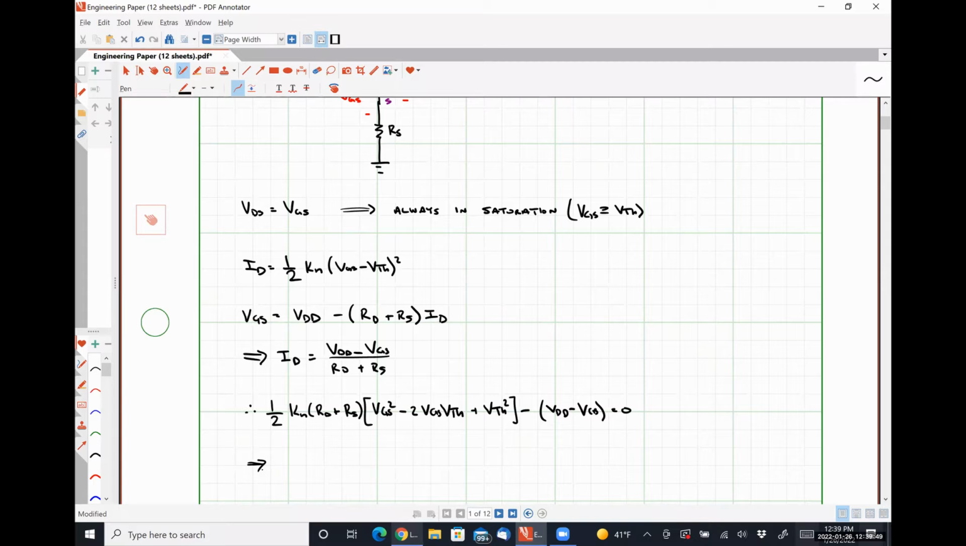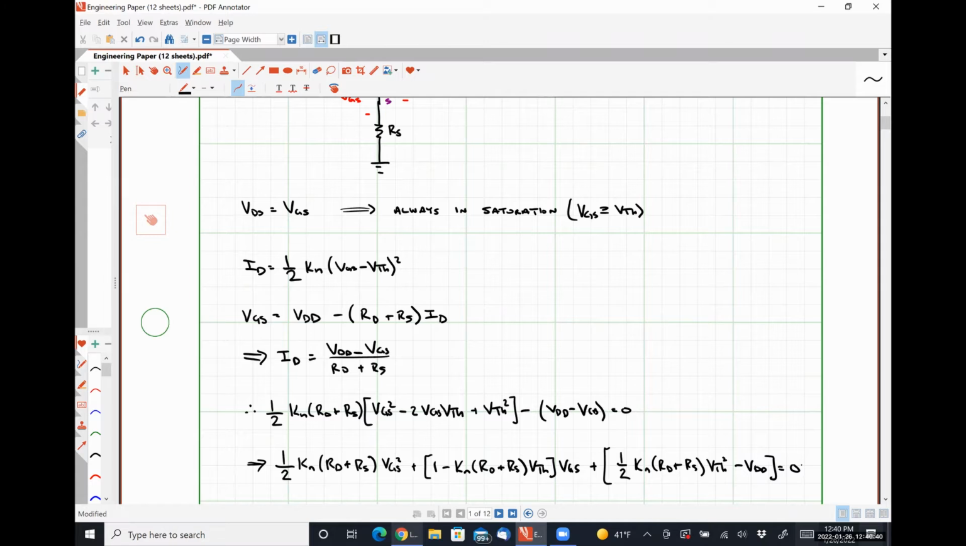And we can rearrange this guy. And we get 1/2 Kn RD plus RS times VGS squared, plus 1 minus Kn RD plus RS times VTH, that quantity multiplied by VGS, plus 1/2 Kn RD plus RS VTH squared minus VDD is equal to 0, where we obviously have another polynomial function, right? A second order polynomial in VGS.